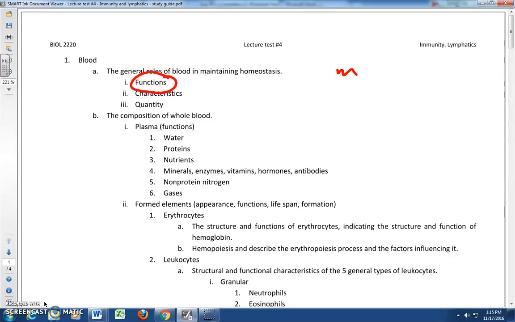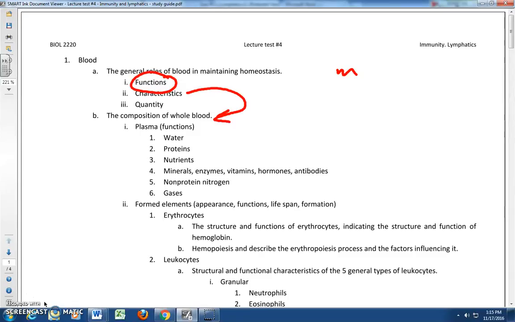Characteristics and quantity we talked about. Blood, you have about 5.5 liters, something like that, depending on the body size. Characteristics pretty much link with the composition of the blood. It's a fluid essentially. Fluid, it's a connective tissue.